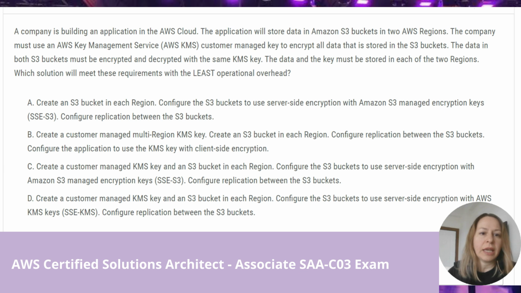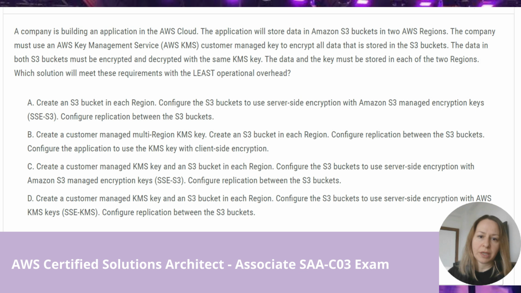A company is building an application in the AWS cloud. The application will store data in Amazon S3 buckets in two AWS regions. The company must use an AWS Key Management Service customer managed key to encrypt all the data that is stored in the S3 buckets. The data in both S3 buckets must be encrypted and decrypted with the same KMS key. The data and key must be stored in each of the two regions. Which solution will meet these requirements with the least operational overhead? Sometimes we may have a couple of right answers, but we need to consider the least operational overhead.